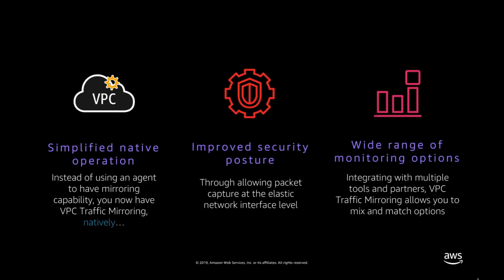And lastly, our customers have expressed interest in using multiple monitoring tools. When you run an agent, you're kind of locked into a specific vendor. With traffic mirroring, you can choose to send a part of your traffic to a specific appliance and another part of the traffic to another appliance, so that you have a wide variety of options for monitoring your traffic.